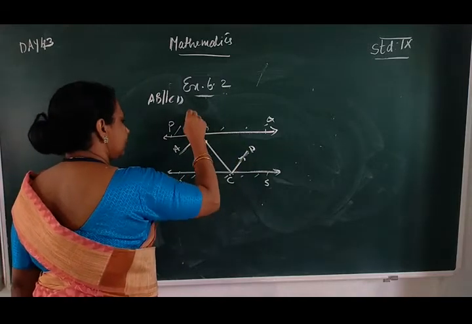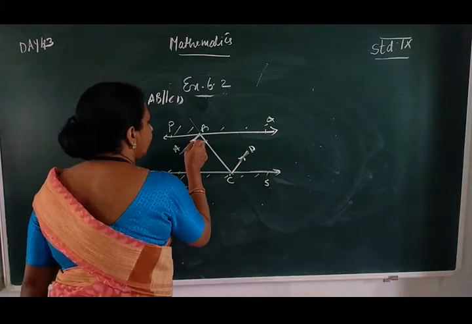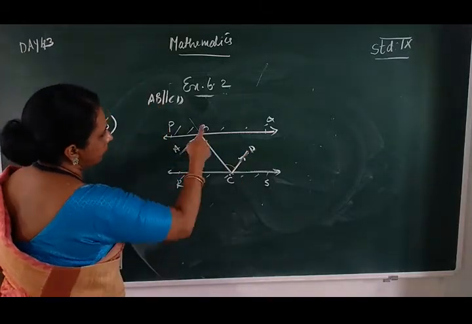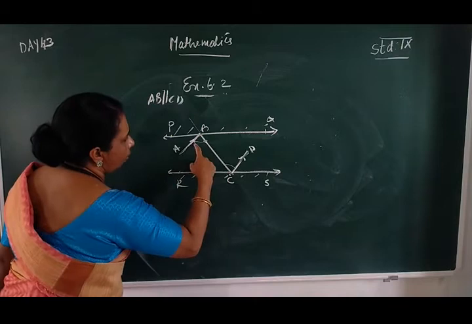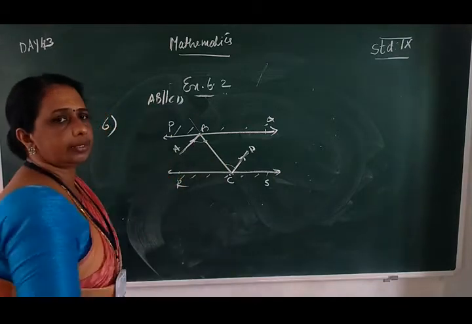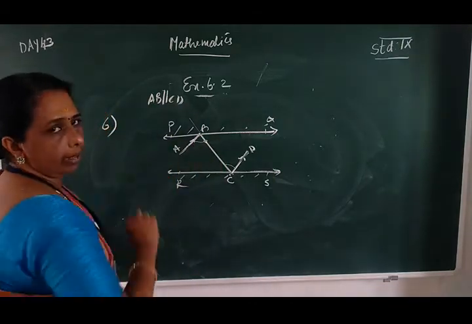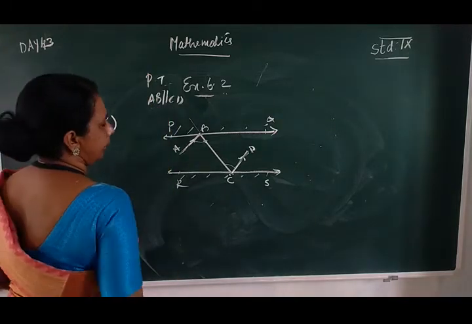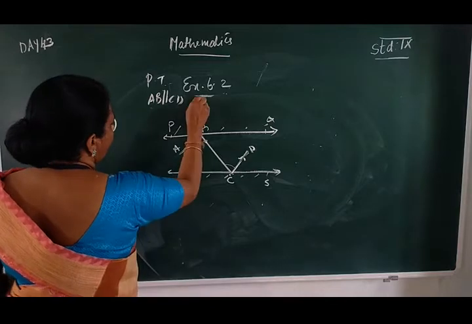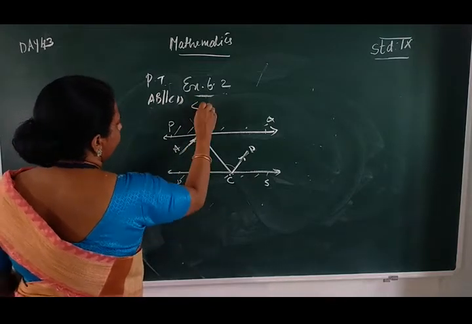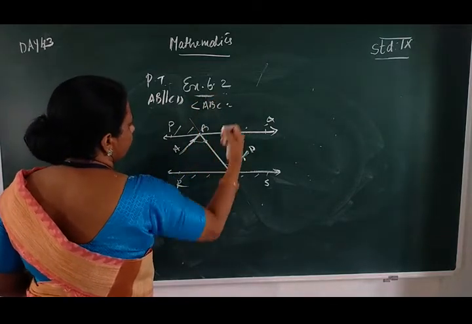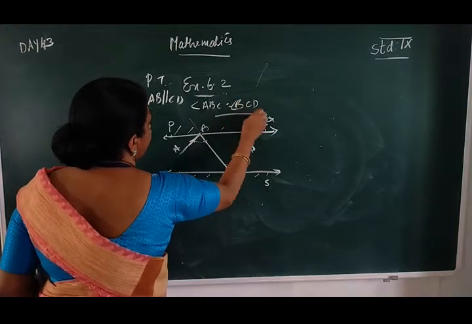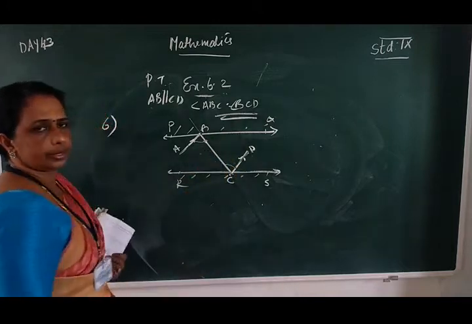AB parallel CD, and this is a transversal. We can prove that these two angles are equal. If two lines intersected by a transversal have one pair of alternate interior angles equal, then these two lines are parallel. So to prove that AB parallel CD, we want to prove that angle ABC is equal to angle BCD, because they are alternate angles.